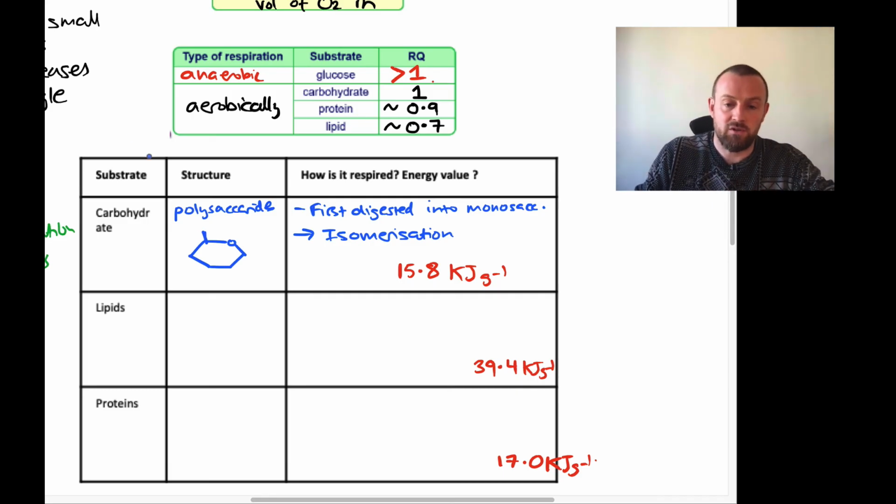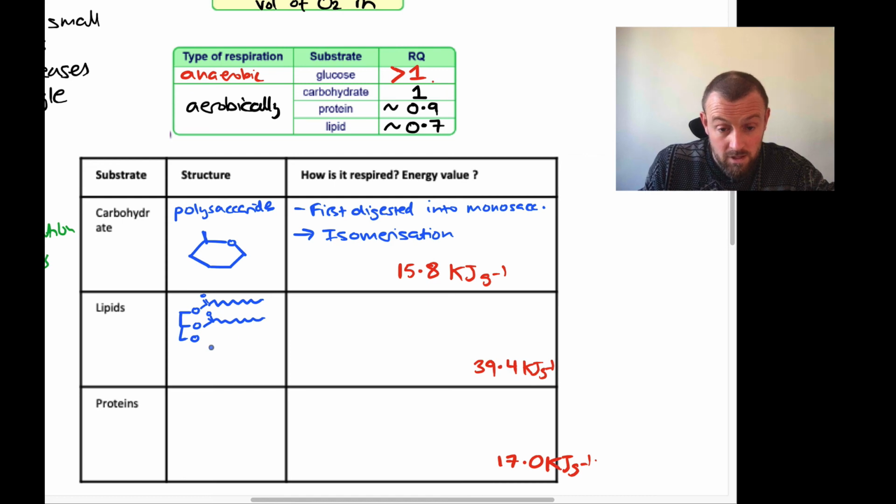Well, we have to think about the structure of the lipids. I'm just going to do an outline structure here. A lipid is glycerol, and then you've got the fatty acids, okay, attached to them.